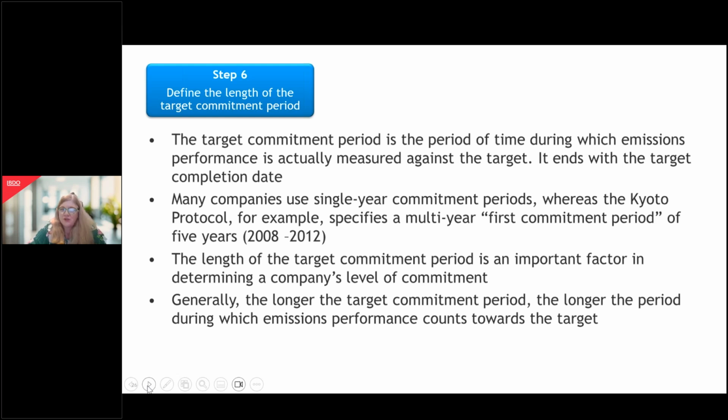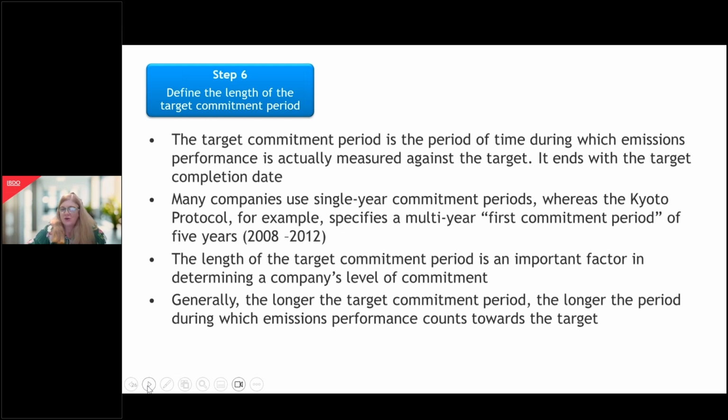So the target commitment period is the period during which the emissions are actually measured against the targets. And it ends with the target completion date. One would hope that the target commitment period wouldn't mean the end of decarbonisation for an organisation. One would hope by that target commitment end date, people are so well advanced on decarbonisation that they continue to explore, that they continue to be mindful of this.